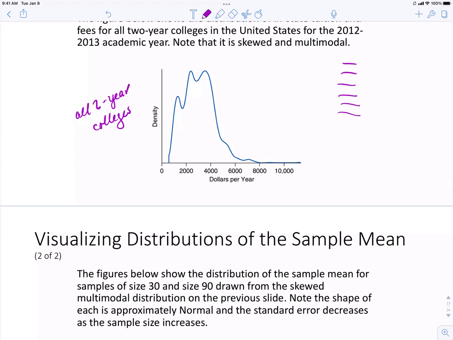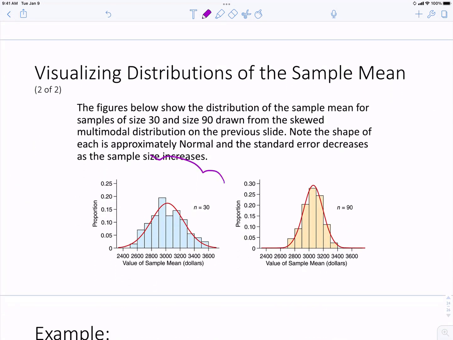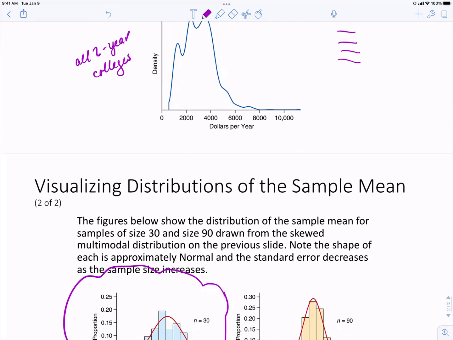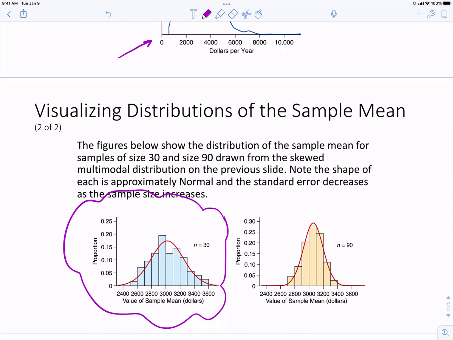We took that sample and found the mean tuition cost of that sample, and we graphed it. Then we took another sample of 30 colleges from this distribution. We found their tuitions, we added them up, we found the mean, and we graphed it. And we did that many times. Here's a picture of what that distribution would look like. You can see that the distribution of the sample means has a normal shape. It doesn't resemble the original distribution, but it's quite normal.